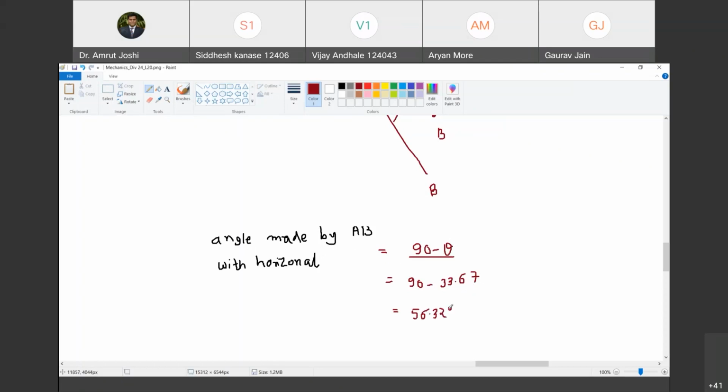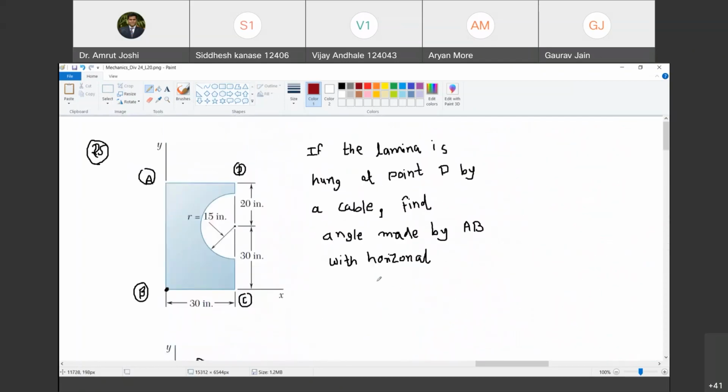56.3. So have you understood this problem? Whenever questions of this type are asked, first you have to locate the centroid. Then join the centroid with the point at which you are going to hang the object, and then answer the question which is asked. That line will remain vertical. Are you with me? Yes, sir.